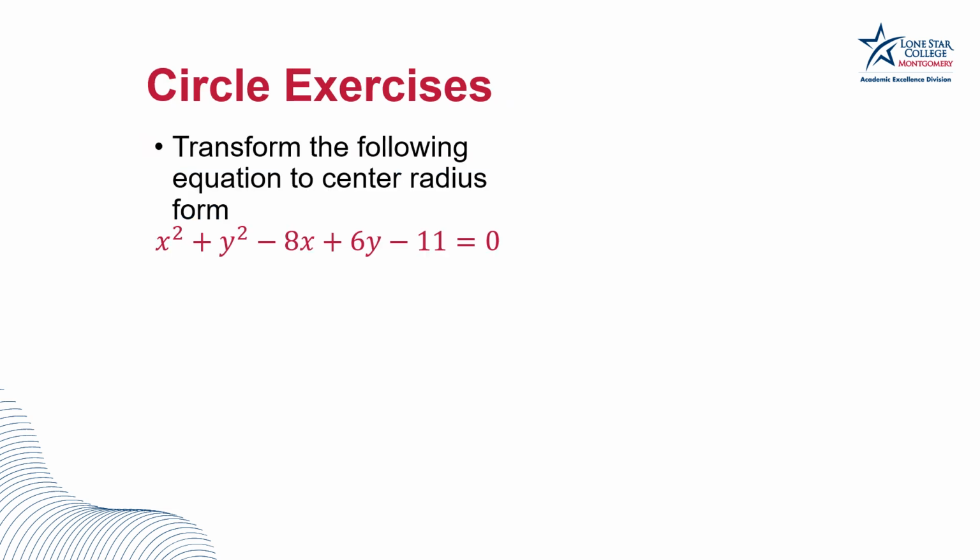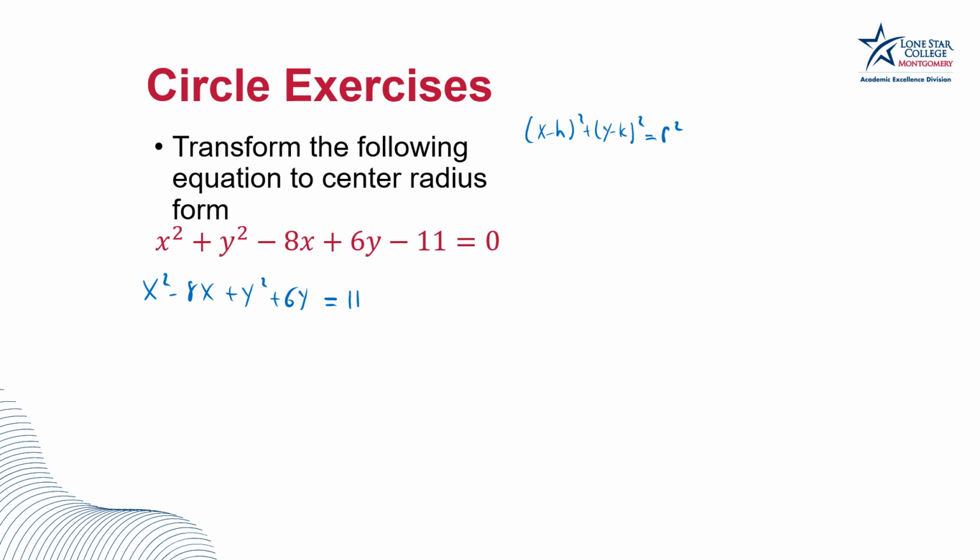Transform the following equation to center radius form. So as a reminder, the center radius form is x minus h squared plus y minus k squared is equal to r squared. So that's the form we want to get into. Right now our equation is in general form. So the first thing we want to do is group up our x's and y's, and then bring that singular c term, the independent term, the negative 11, move it over to the right side. So we're going to have x squared minus 8x plus y squared plus 6y. And if we move negative 11 over to the right side, we get positive 11.